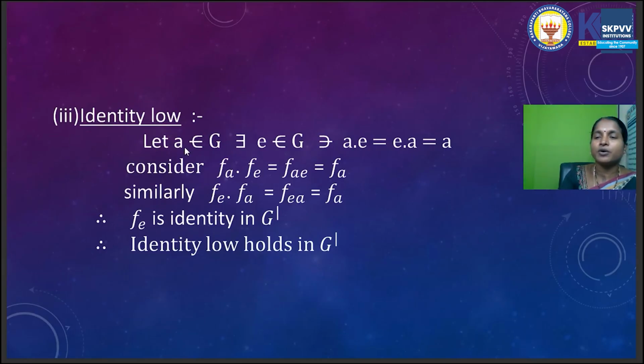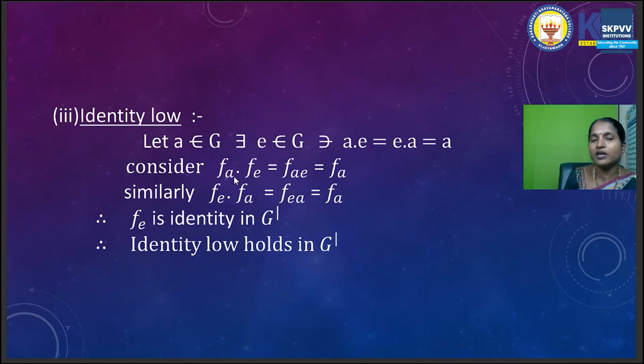Identity property: we know that let a belong to G, there exists e belonging to G such that a · e = e · a = a. So this way we can prove this property. But in the permutation group, all elements are in the notation f_a. So we consider f_a ∘ f_e.